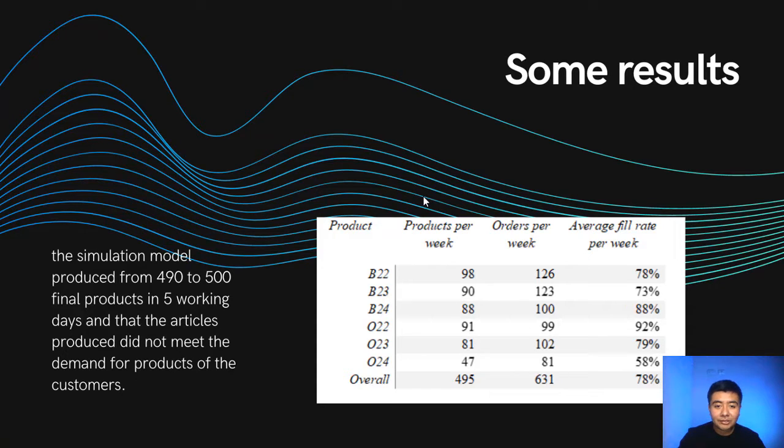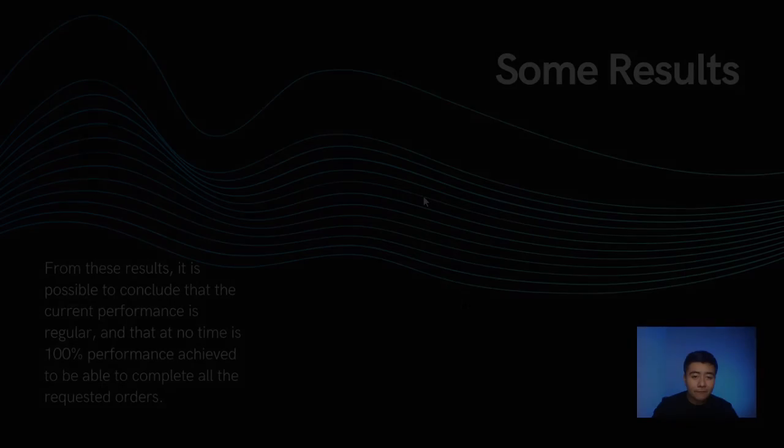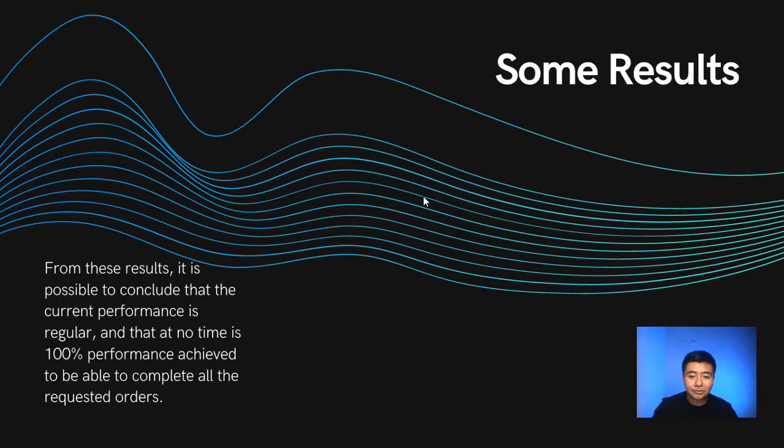In the semi-shelving shop factory, throughput is defined as the number of shelves completed per unit of time. Considering a week of work, the following performance results were obtained. From this result, it's possible to conclude that the current performance is regular and at no time is 100% performance achieved, able to complete all the requested orders.